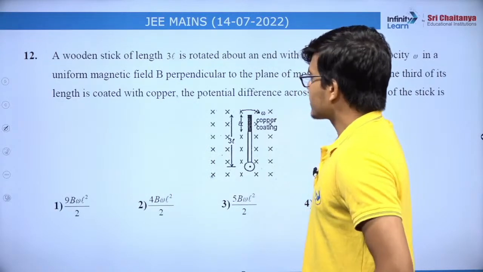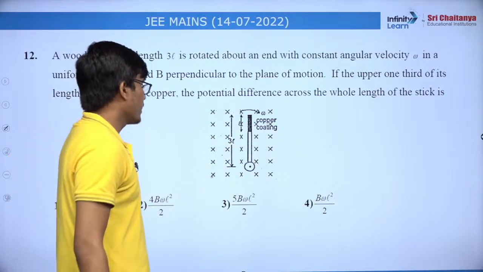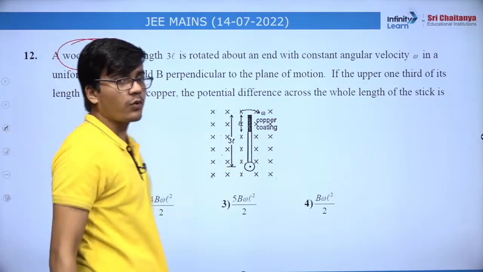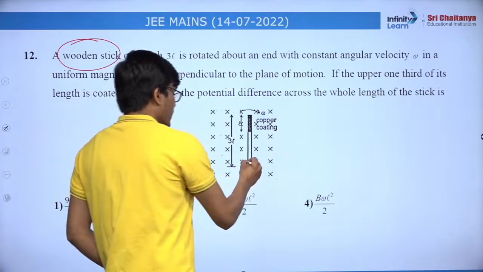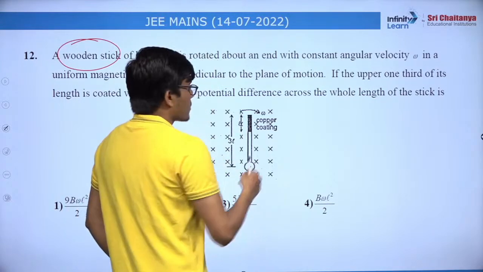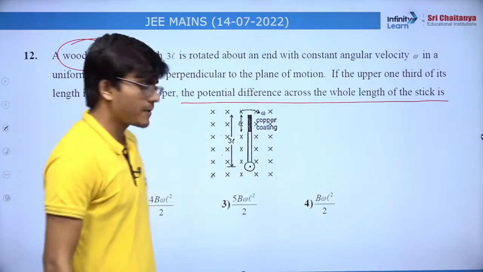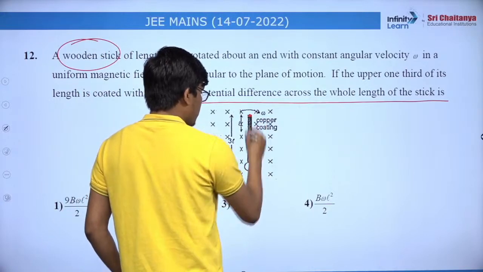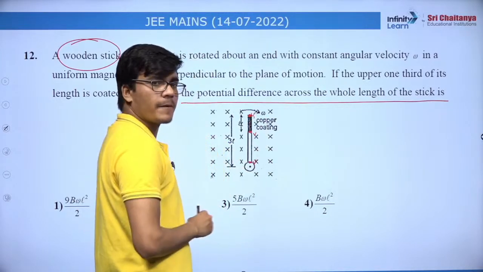Moving ahead, question number 12 is a very beautiful question of EMI. So there is a wooden stick. Focus on this term: wood is basically a non-conductor, or you can say an insulator. So in case of an insulator, there is no induced EMF concept, right? What they have asked is the potential difference across the whole length of the stick. So whatever is the potential difference from this to this, that will be the same potential difference from this. Like if V is here, V1 will be here, right?